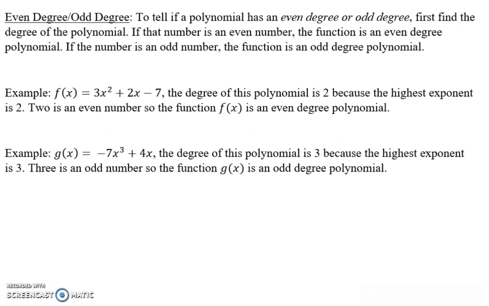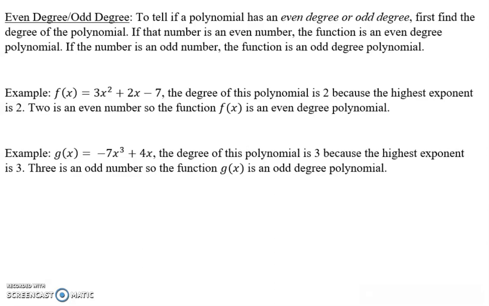How we can tell something is an even degree or an odd degree polynomial. So the first thing you need to do to tell if a polynomial has an even degree or an odd degree is find the degree like we just did on our last page. If the degree is an even number, then the function is an even degree polynomial. If it's an odd number, the function is an odd degree polynomial. Examples of even numbers are 0, 2, 4, 6, 8, etc. Examples of odd numbers are 1, 3, 5, 7, 9, etc.